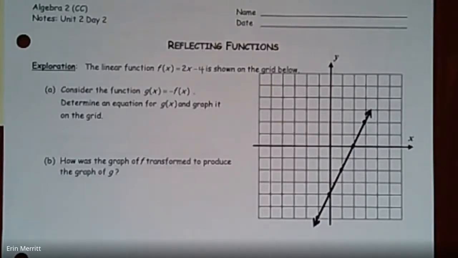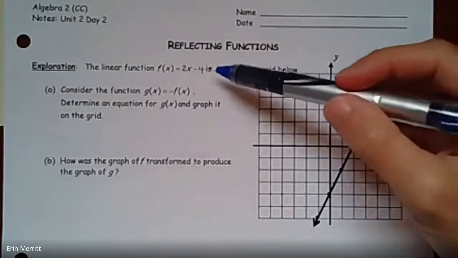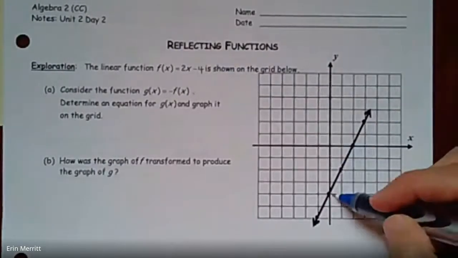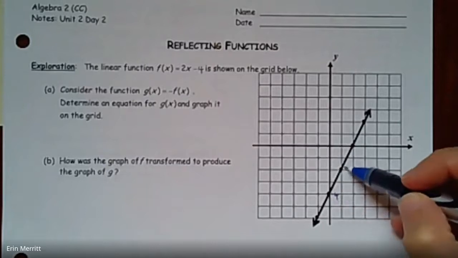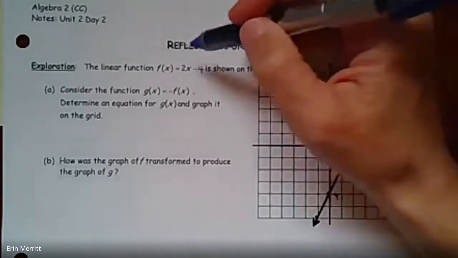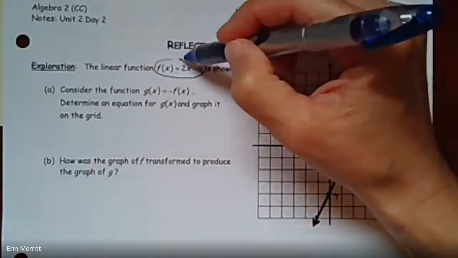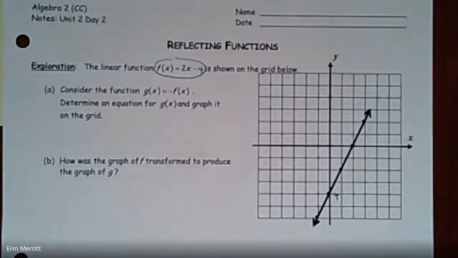So the first one says the linear function f of x equals 2x minus 4 is shown on the grid, which you can confirm. You know y equals mx plus b, so starting out at -4 right here, and then a slope of up 2, right 1, we're good to go with that. All right, so that's the graph that you're looking at. It says consider the function g of x that would be equal to negative f of x. Determine the equation and graph it.